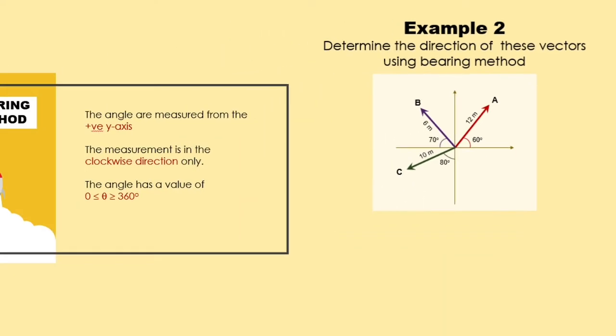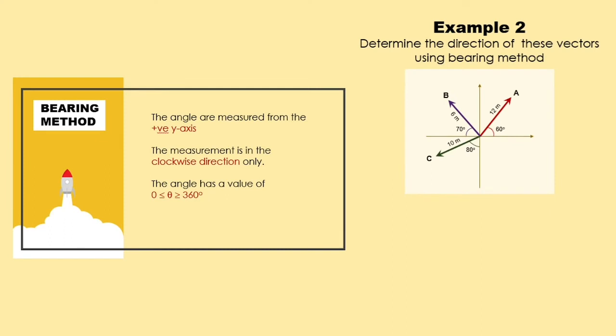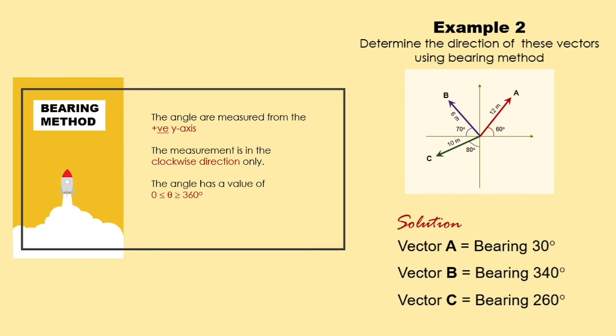From the rule for bearing method, we managed to get the answer for all vectors that are vector A equal to bearing 30 degrees, vector B equal to bearing 340 degrees, and vector C is equal to bearing 260 degrees.